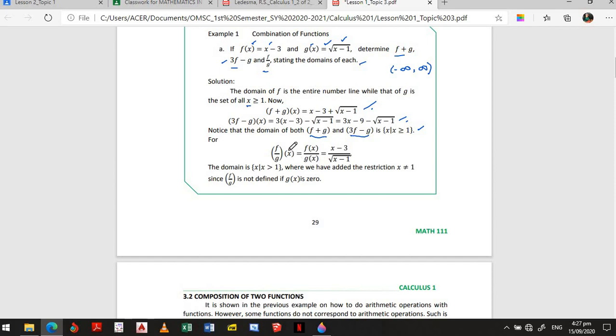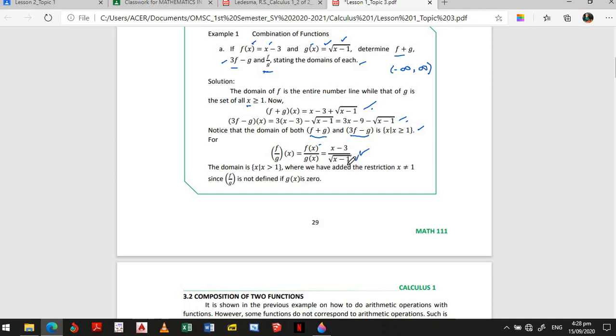Okay? So now we have to define the combination of the quotient of f and g. So, f over g of x is equal to f of x over g of x. That is, f of x is equal to x minus 3 and g of x is equal to square root of x minus 1. So now we have to define the domain of this function. The domain should be the set of x such that x is greater than 1, where we have added the restriction x is not equal to 1. Okay? Because we have here square root of x minus 1 in the denominator, so that can be defined.